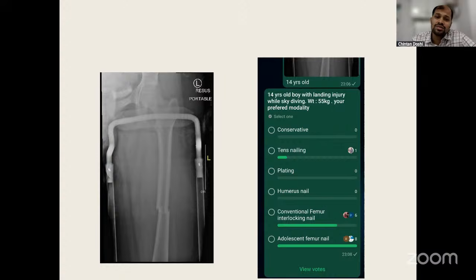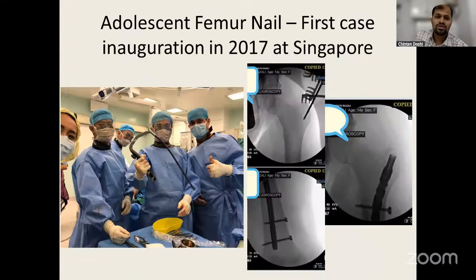Another thing is, in this adolescent age group of 14, 15 years, there are a lot of muscle forces. If TENS nails are not well done, there will be bending or varus. When the child starts walking, there will be varus at the femur. There are chances of bending of the nail within the canal because of the weight. So in this case we did an adolescent femur nail, almost a decade back, when we had first introduced the adolescent nail.